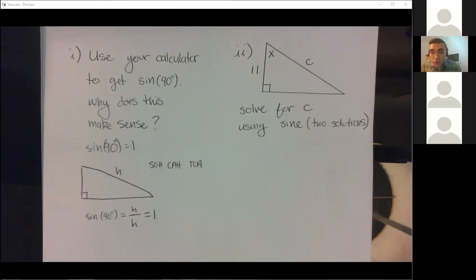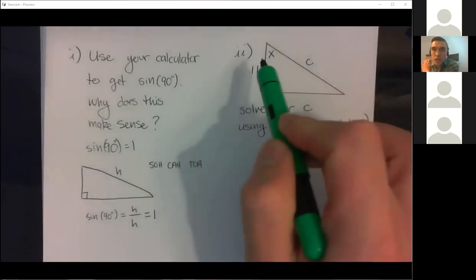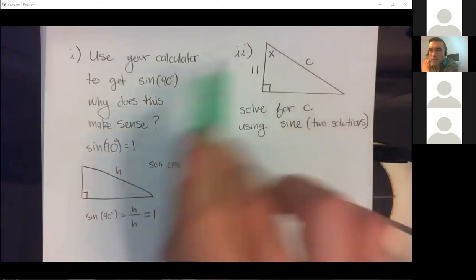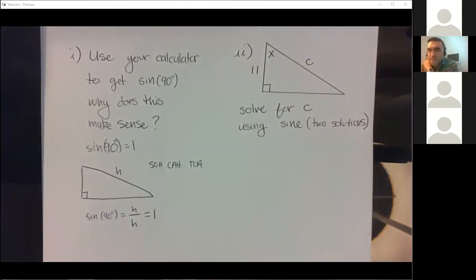Item number 2, we can solve for c in terms of x using sine by 2 completely different methods. And in this case, it's gonna require a few extra steps because I can't just write a ratio of sine x that involves c. Why not? Because you won't get anything. It'll just be 2 variables.